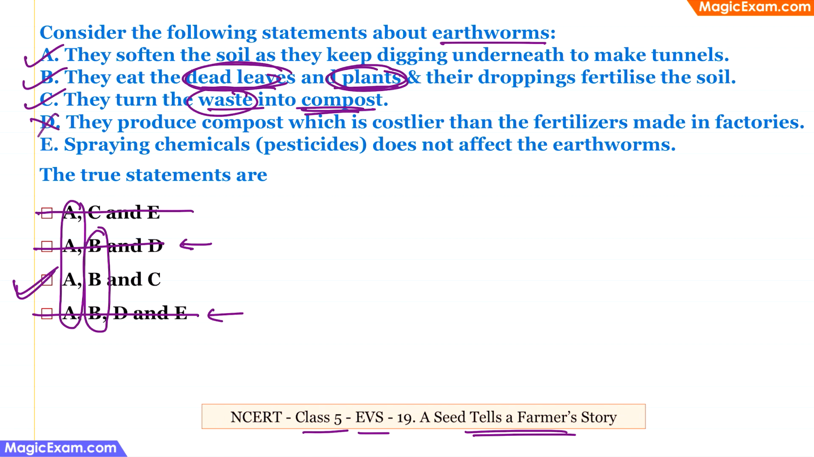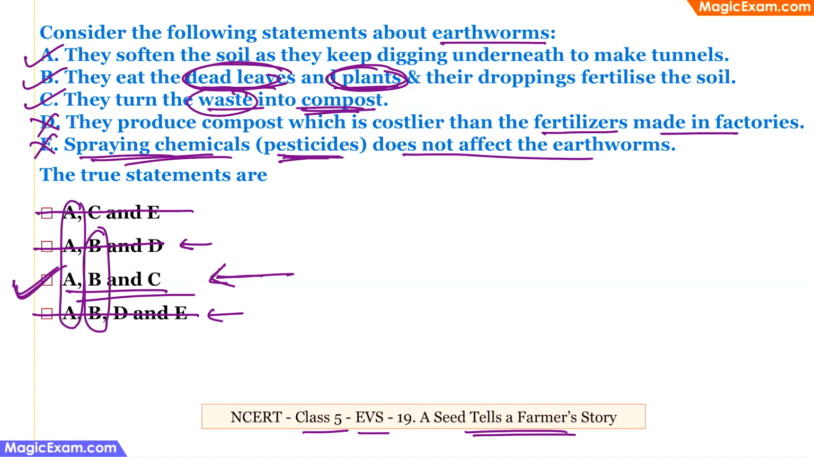This is an incorrect statement because the fertilizer that is produced by earthworms is much cheaper than the fertilizers made in factories. And the correct answer does not have D in it. Next, spraying chemicals, that is pesticide, does not affect the earthworms. This is also an incorrect statement because if you spray chemicals, that is pesticides, then the earthworms will also be killed. Therefore, the correct answer should not have E in it, and the correct answer does not have E in it. Therefore, the correct answer is A, B and C.